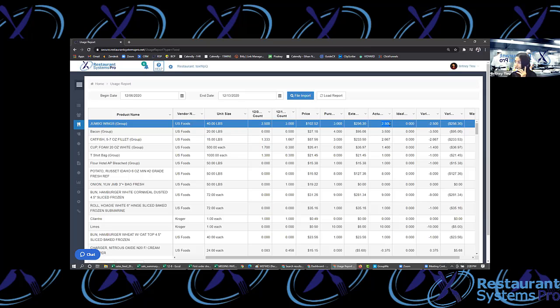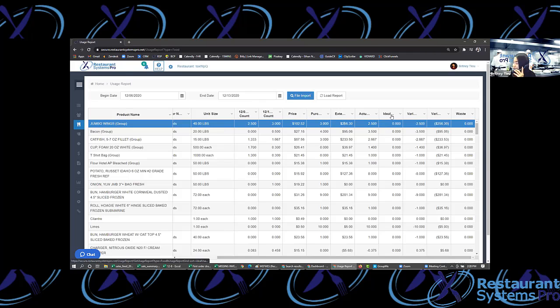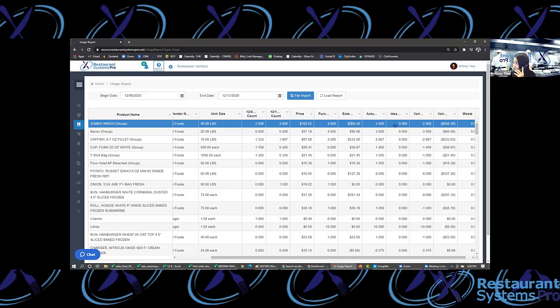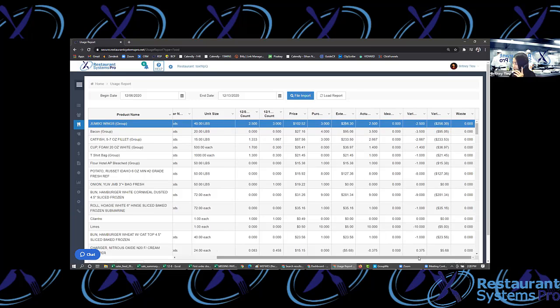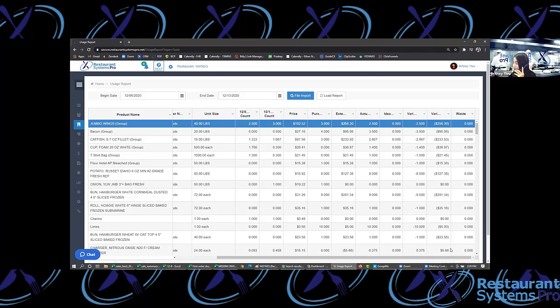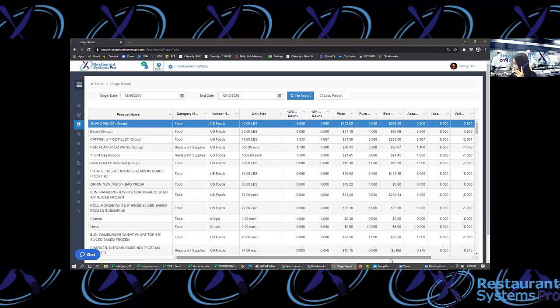So I bought 2.5 40-pound cases of this jumbo wings for $102.52. I used $256.3 for the week. Now, my ideal, you're going to ignore this for right now. This is where your POS comes into play, and it shows you what you actually ideally rung up in your POS system. And then the variance is correlating with that as well. Now, waste sheet is something that we're going to start doing very soon, but your waste sheet items will correlate with the usage report as well.